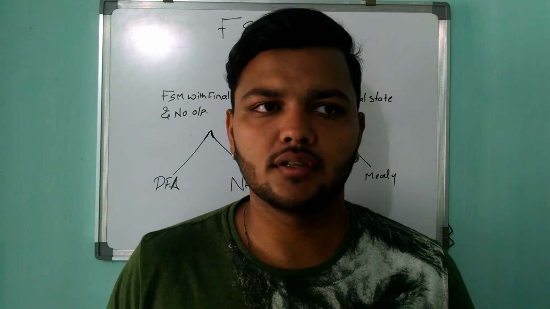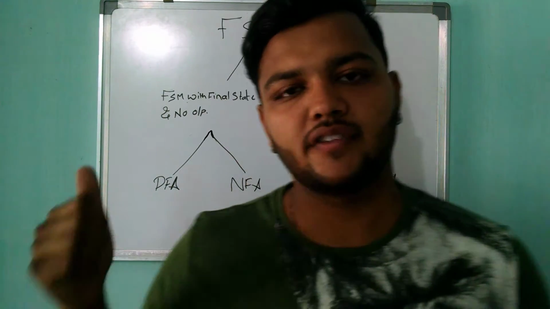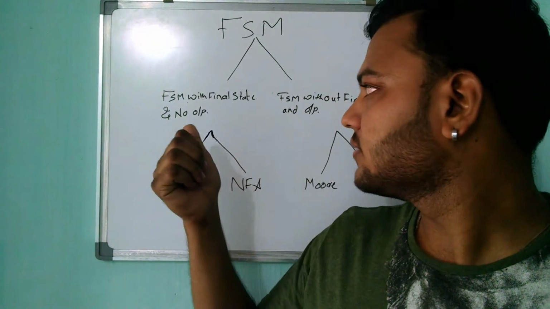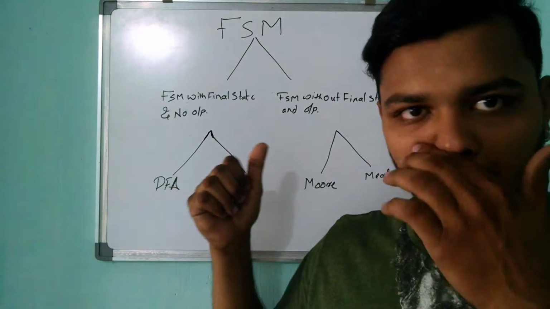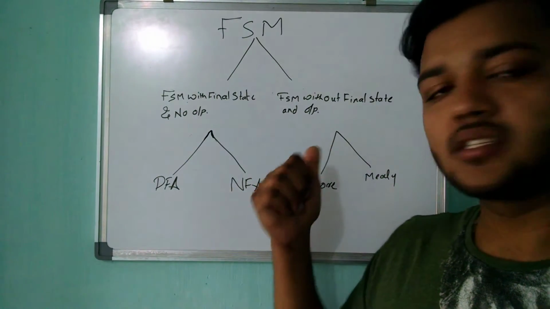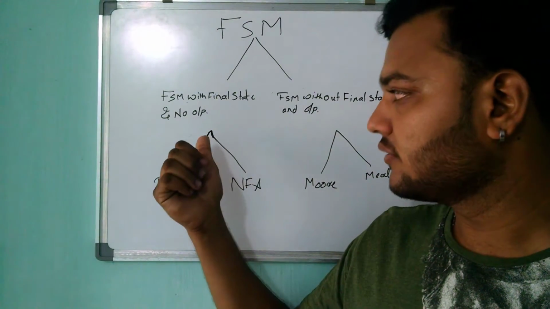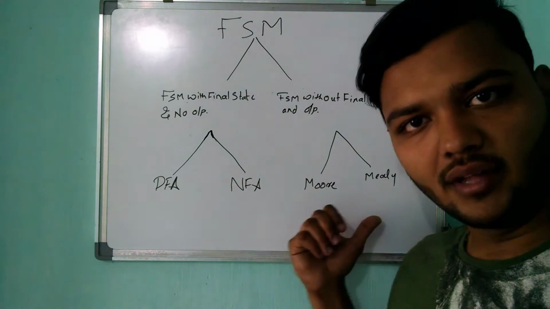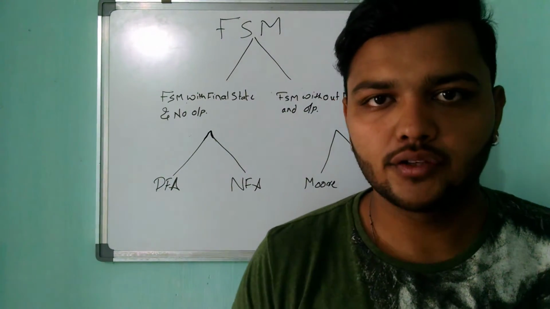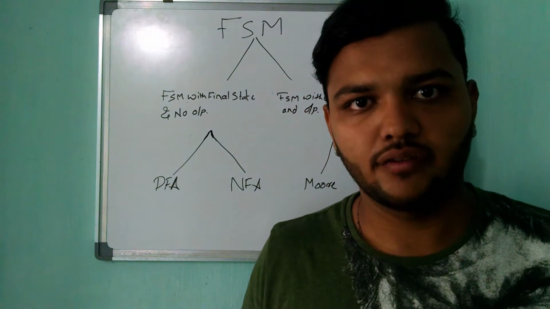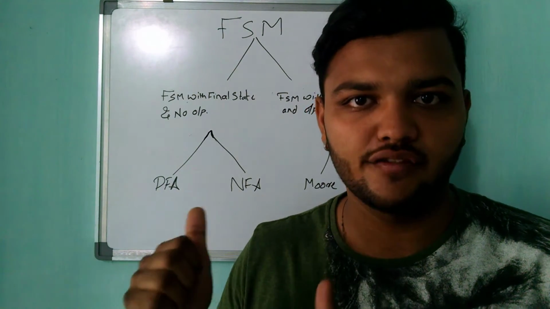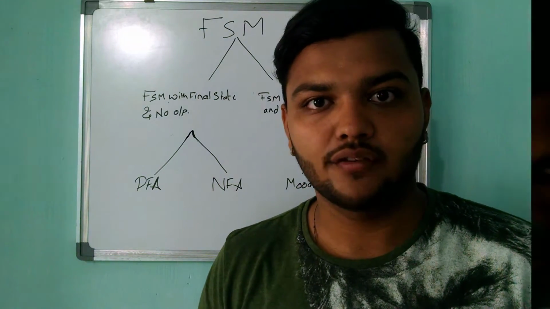Okay, so let's just introduce these 4 parts. FSM consists of 2 subparts. One is the FSM with final state and without output, and one is FSM without final state and with output. In the first part we have DFA and NFA, and in the second part we have Moore and Mealy. We are going to learn DFA, NFA, Moore and Mealy in the further tutorials, but for now we are going to focus on FSM. Okay, so let's start with FSM.